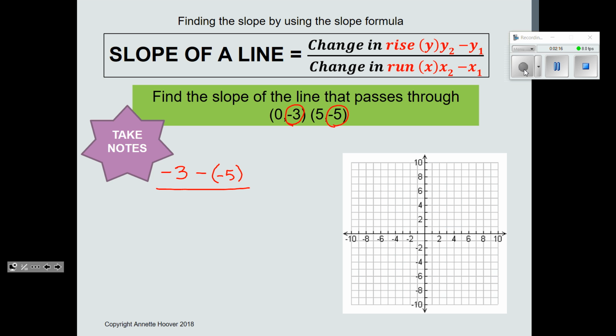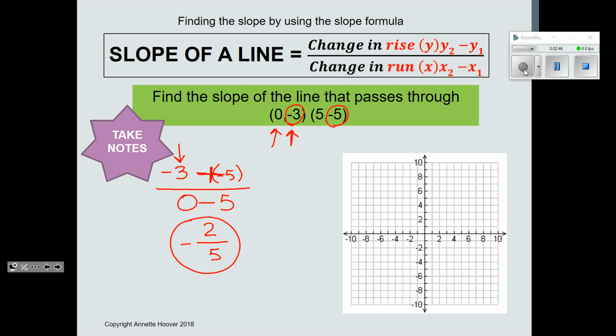Now, when I subtract the x's on the bottom, I have to make sure, since I did the -3 first on the top, I have to do the 0 first on the bottom, so it would be 0 minus 5. So here we have two negatives that become a positive. So -3 plus a positive 5 is 2, and 0 minus 5 is -5. So the slope is -2/5.